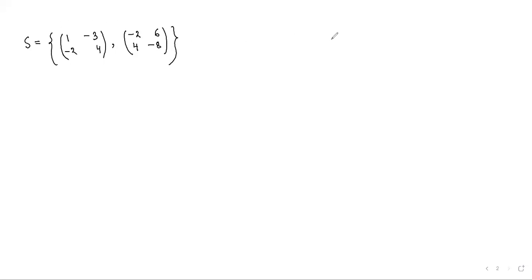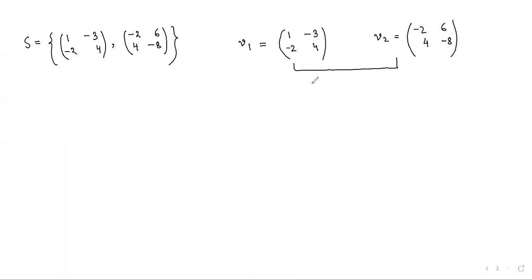It's a finite set. Now, this matrix 1, -3, -2, 4 is V1, and I can consider this to be a vector, because matrices are always considered to be vectors. And V2 is -2, 6, 4, -8. I want you to tell me whether these 2 vectors are LI, linearly independent vectors, or linearly dependent vectors. How will you proceed? Tell me.